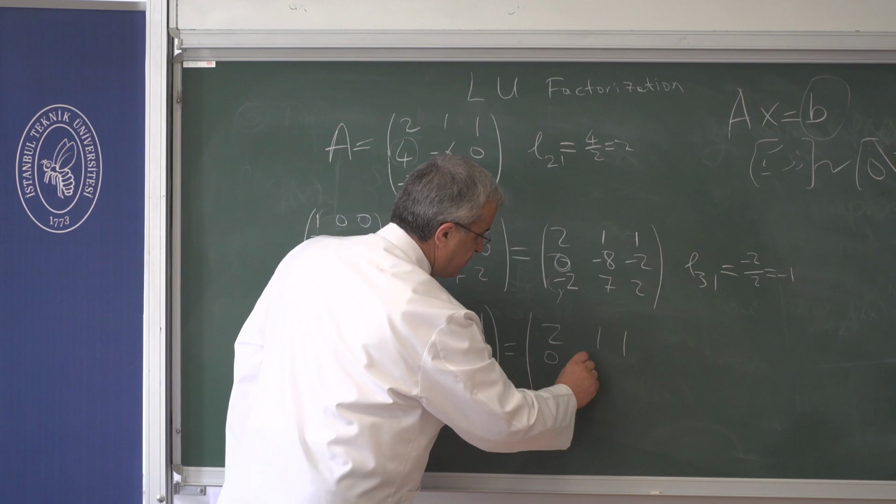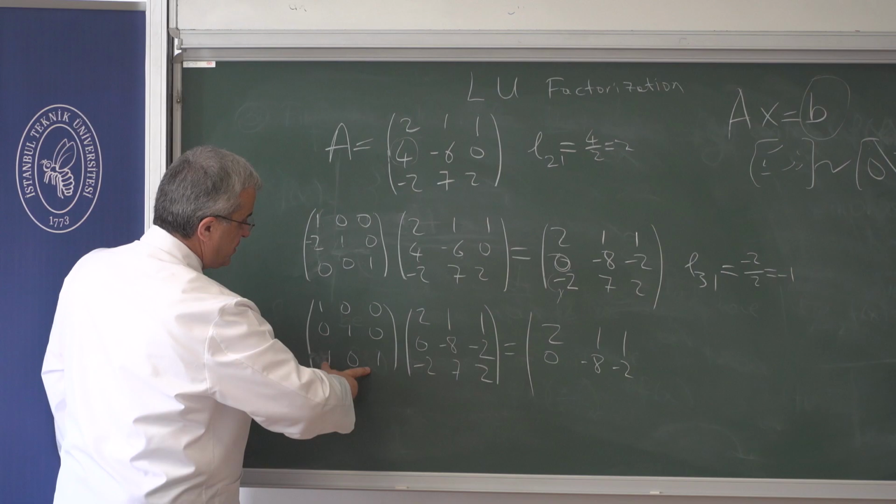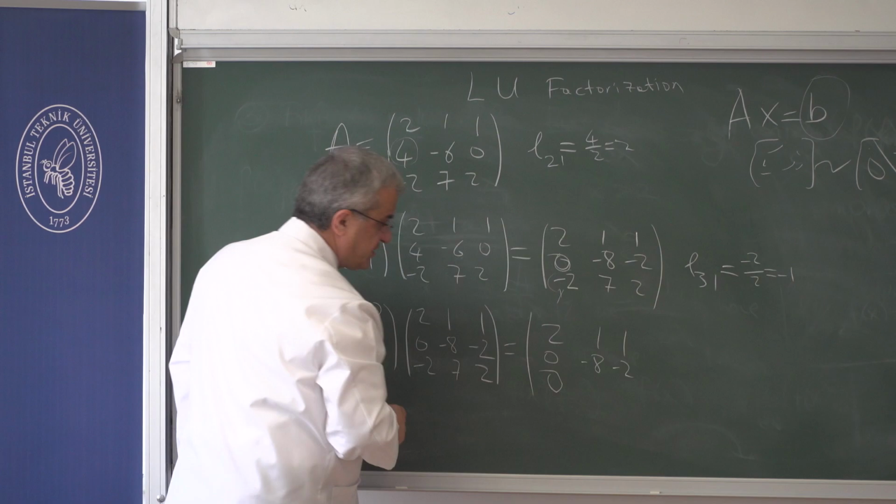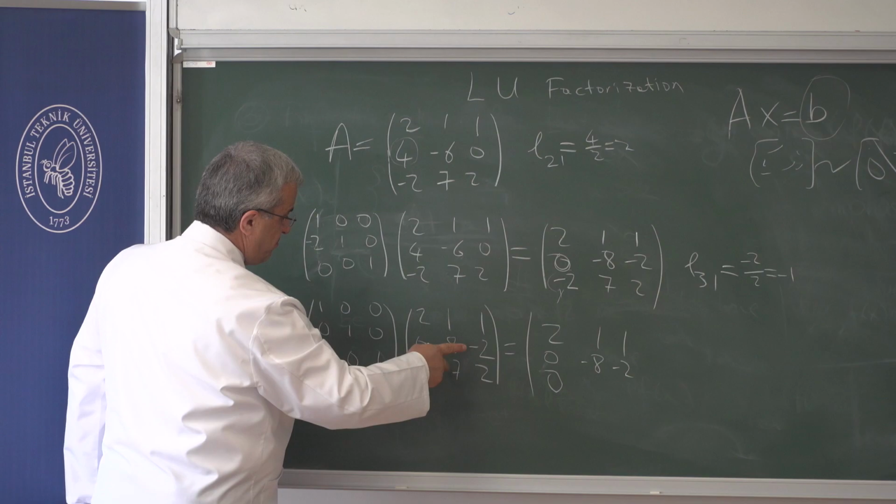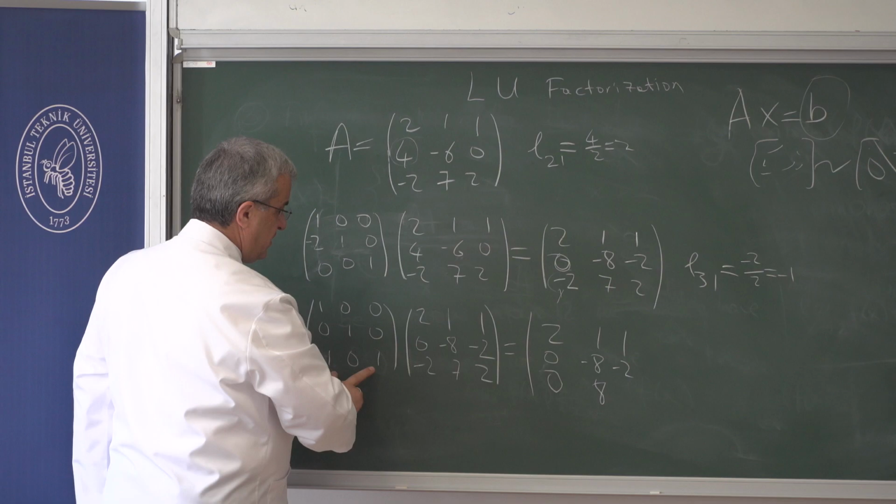And what happens in the third row? So when you multiply like that, 2 minus 2 is 0. That's how we picked it. And you multiply with this one, this is 1 plus 7 is 8. And 1 and 2 is 3.